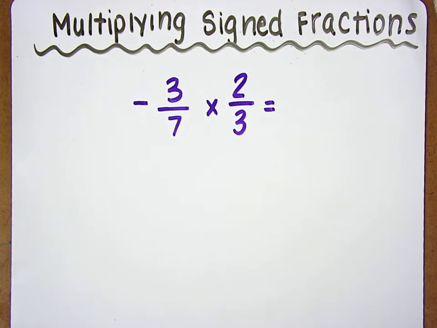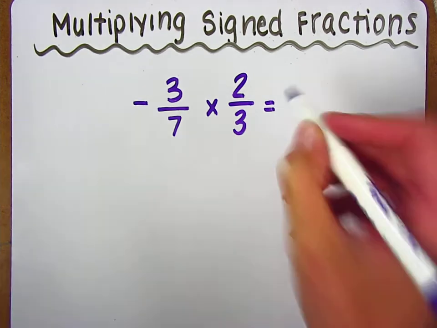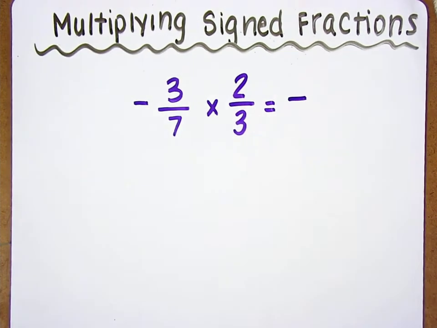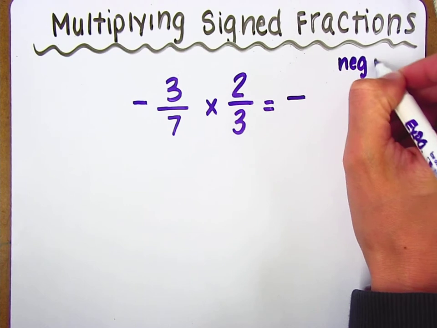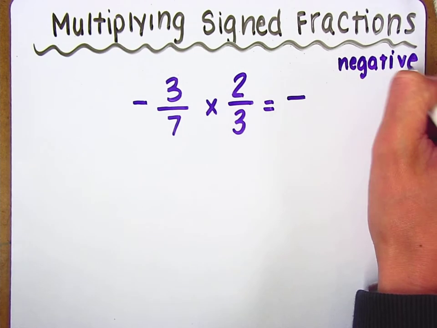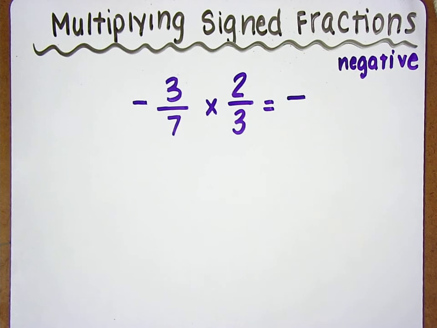The nice thing about multiplying signed fractions is that we can follow the same rules we use to multiply integers. To review, an even number of negative signs in my problem will give me a positive answer. An odd number of negative signs will give me a negative answer. Since there's only one negative sign in this problem, I know the answer is going to be negative. I'm going to go ahead and make myself a little note so that I know to check that my answer is negative once I'm done solving.